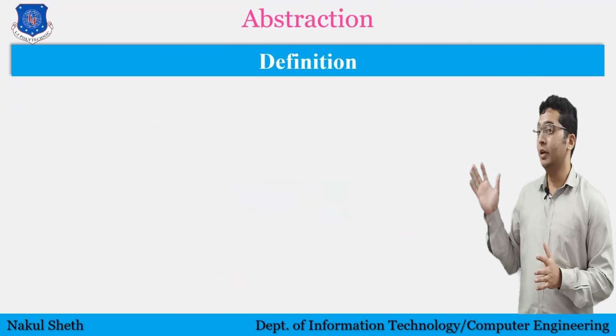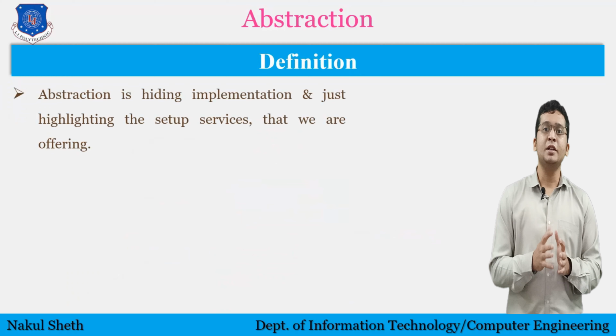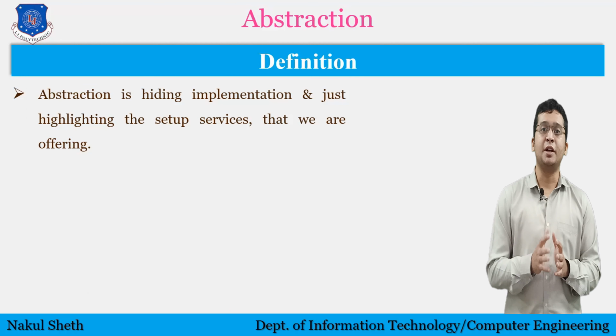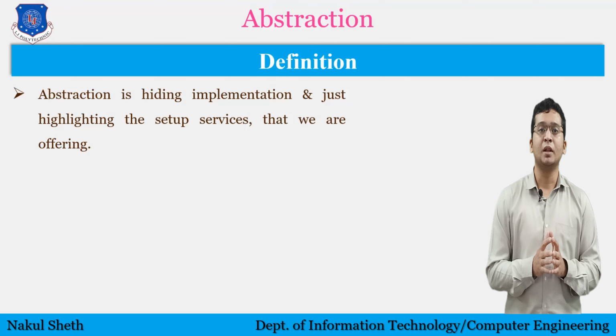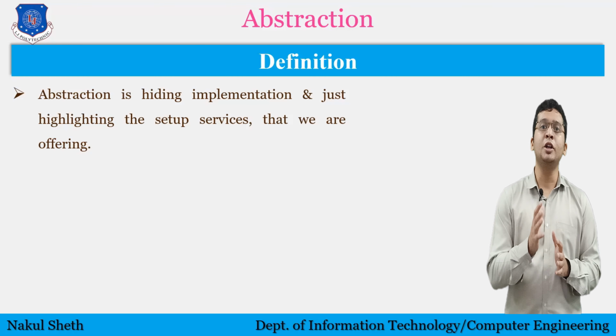So first, what is abstraction? We can say abstraction is detail hiding or implementation hiding from the user and only showing its main services or functionalities. That means we are going to hide internal details and only show its main functionality to the user.